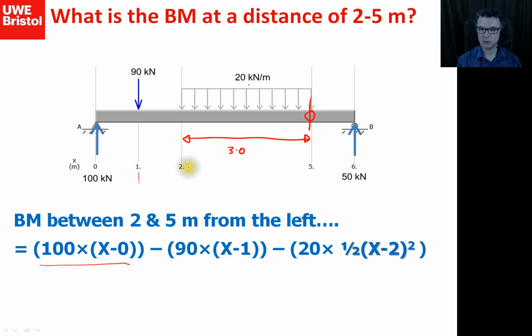And then for the UDL bit, we're going to use the rule of 20 as the UDL. It's going to be a negative, it's coming downwards. And then we're going to use its start location at x equals 2. So we open bracket, x take away 2, close the bracket, and then we make sure we remember to square it and multiply it by a half.